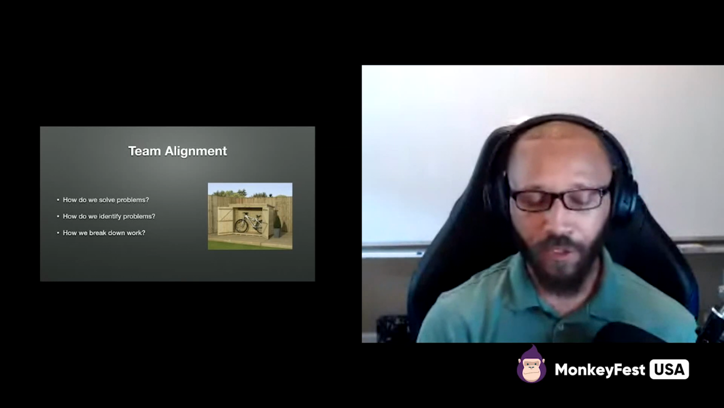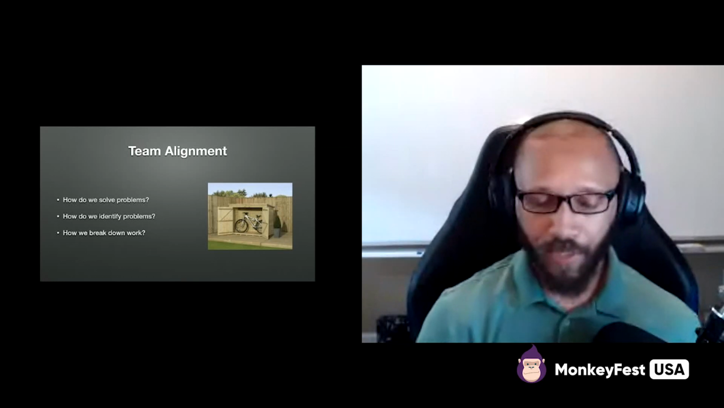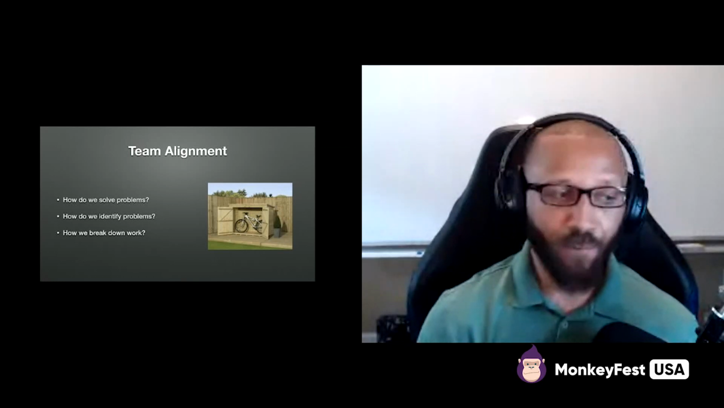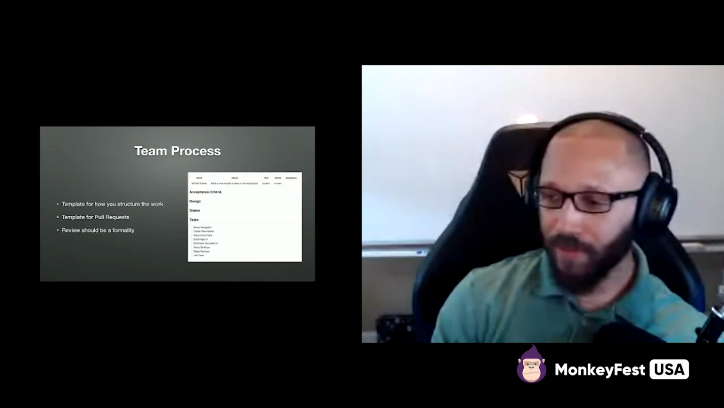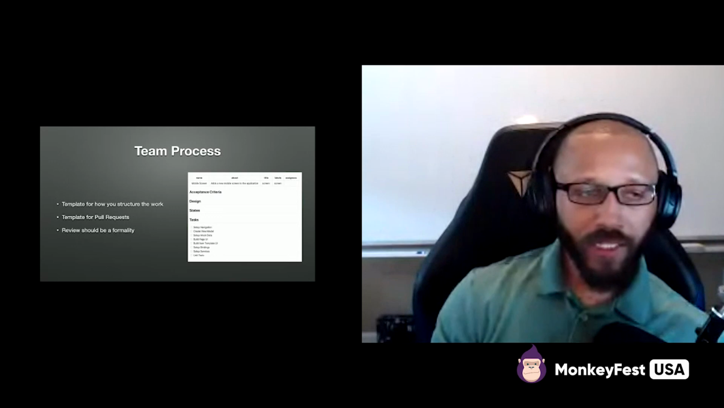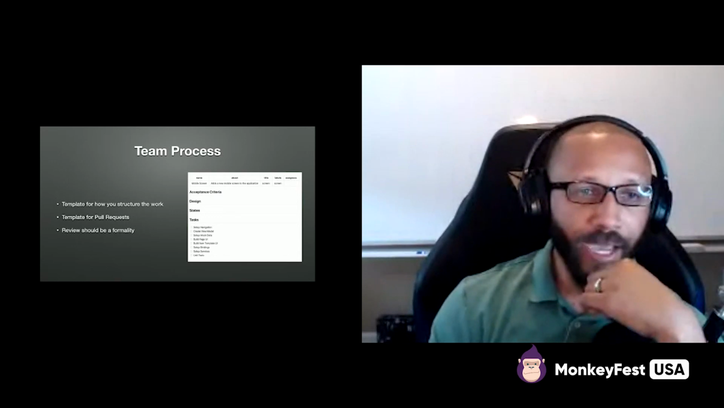If there's multiple teams, right? Let's say you've got 20 developers, you might have multiple Scrum teams, right? So how do we figure that out, right? And then team process, right? Have a template for how you structure the work, right?